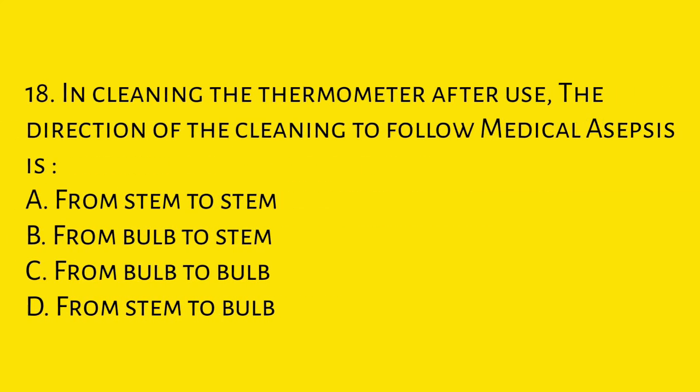18. In cleaning the thermometer after use, the direction of the cleaning to follow medical asepsis is A. From stem to stem. B. From bulb to stem. C. From bulb to bulb. D. From stem to bulb. Correct answer. D. From stem to bulb.